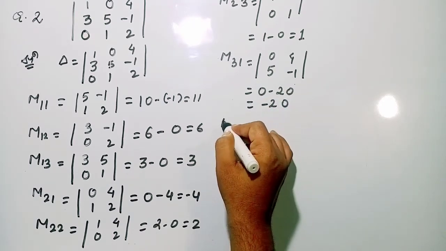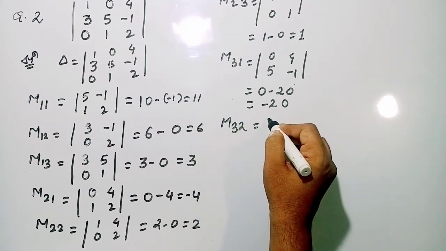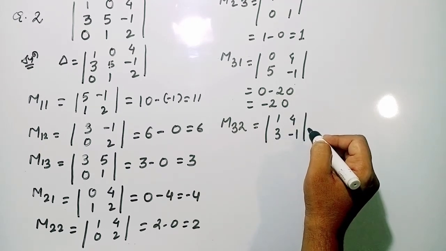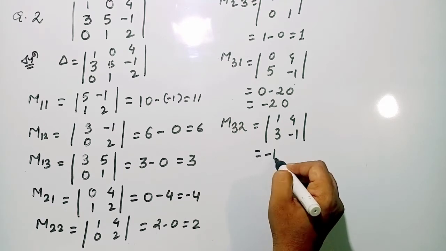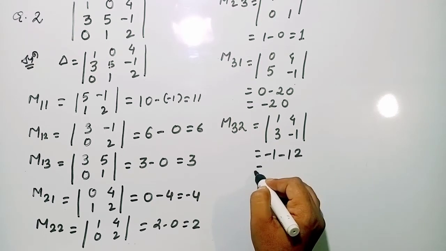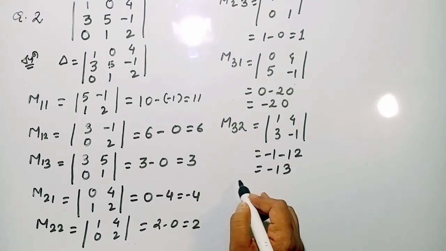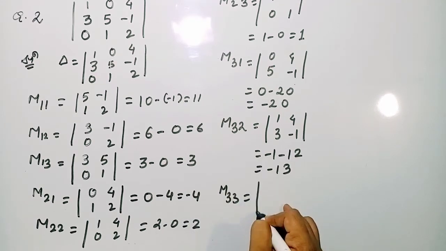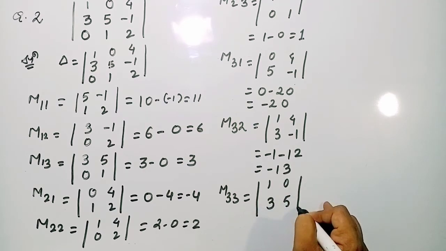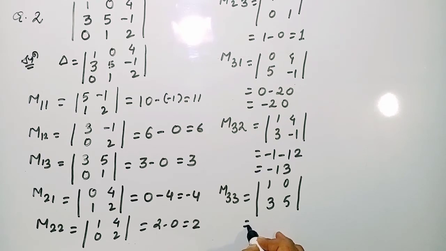Next is M32, so deleting the element of third row second column, so remaining elements 1 3 4 -1, by doing the cross multiplication -1 minus 12, so we are getting -13. Okay, now finally the minor of A33, M33, 1 3 and 0 5, with cross multiplication 5 minus 0, we are getting 5.